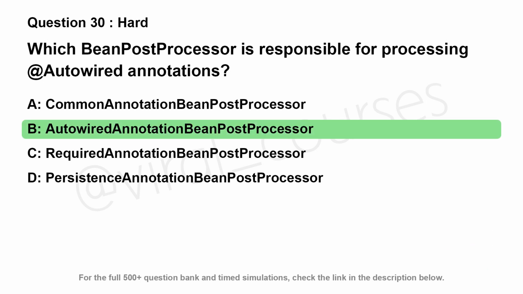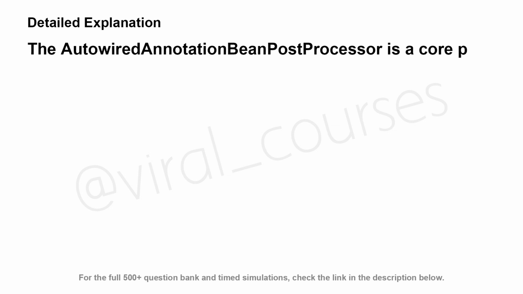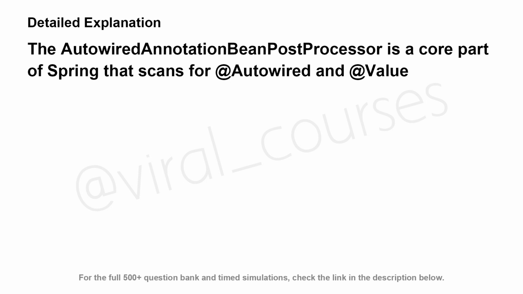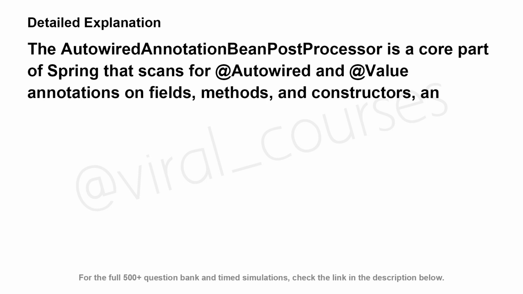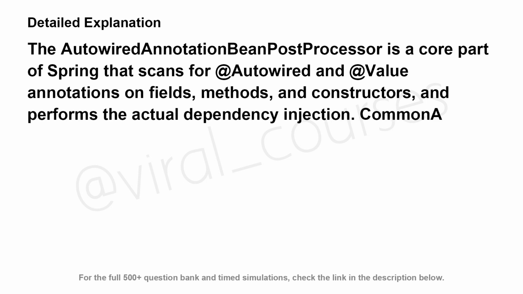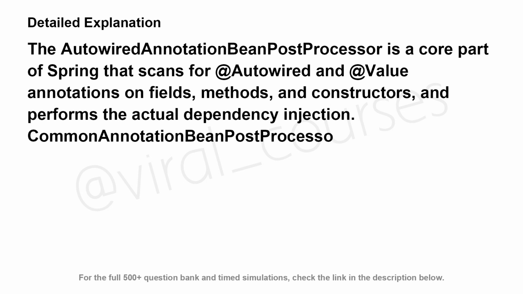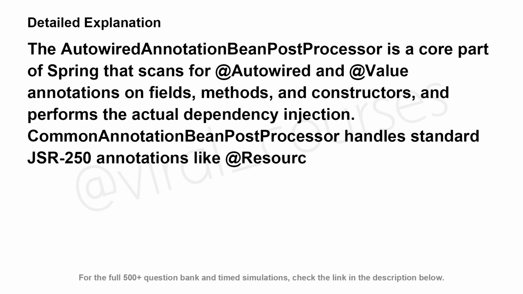The correct answer is B. The AutowiredAnnotationBeanPostProcessor is a core part of Spring that scans for @Autowired and @Value annotations on fields, methods, and constructors, and performs the actual dependency injection. CommonAnnotationBeanPostProcessor handles standard JSR 250 annotations like @Resource and @PostConstruct.